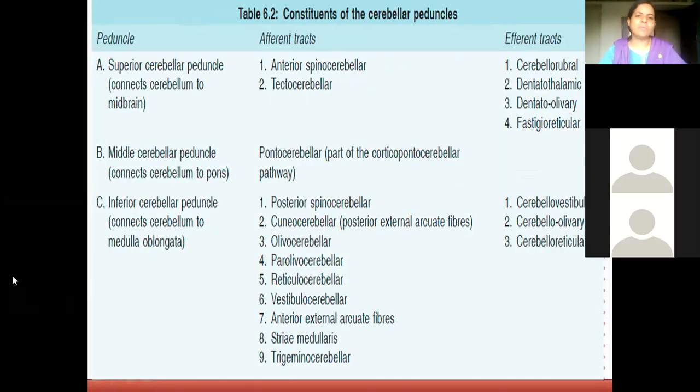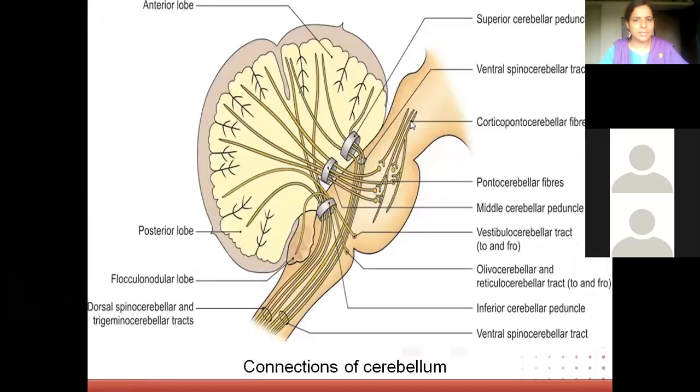Okay, just now the question was about cerebellar peduncles. So what are peduncles? See here, this is the brainstem and this is the cerebellum. The brainstem will have to-and-fro connections with the cerebellum, and these connections are nothing but cerebellar peduncles. For example, this is the midbrain. From the midbrain we have afferent connections and also efferent connections. This makes the superior cerebellar peduncle. The connection between midbrain and cerebellum is the superior cerebellar peduncle.